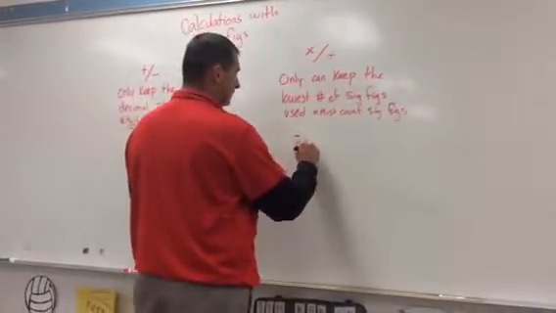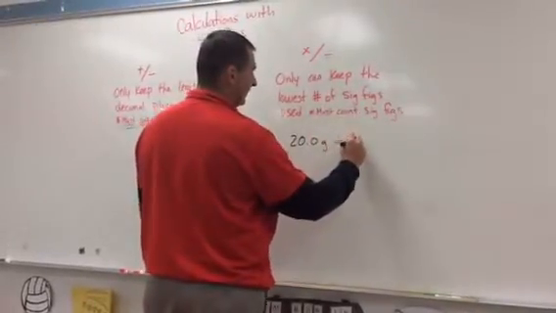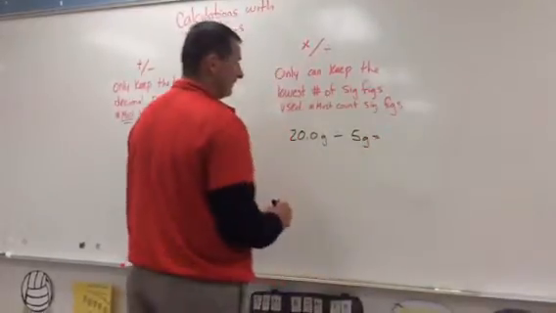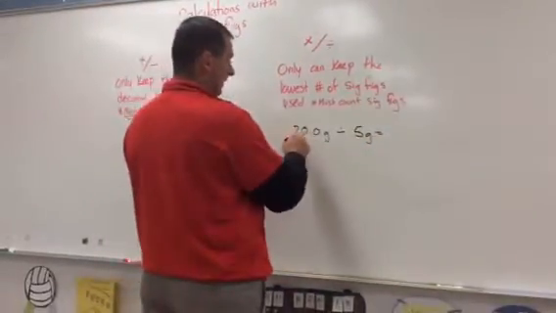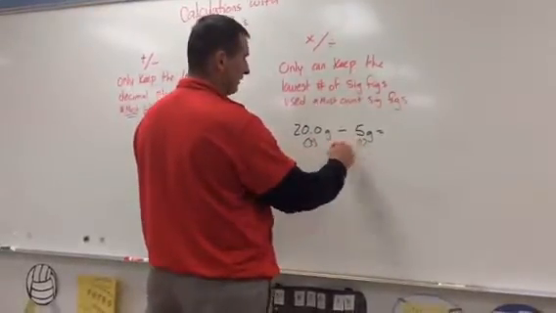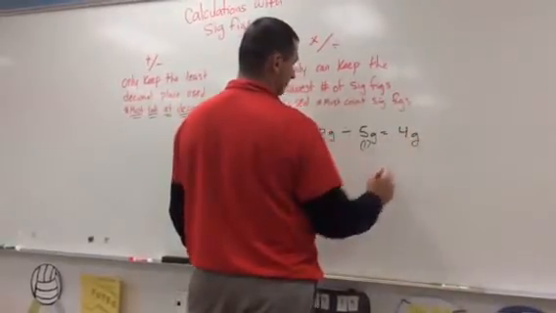If I have 20.0 grams divided by 5 grams, then I have 3 significant figures and I have 1 significant figure, so my answer can only have 1. So the answer is going to be 4 grams, right?